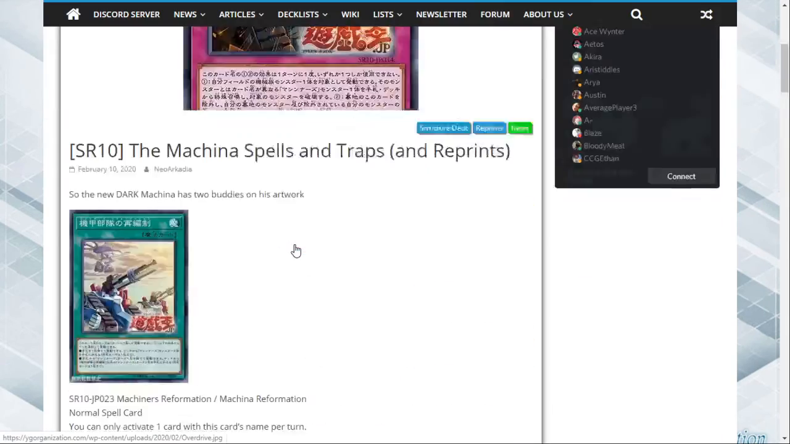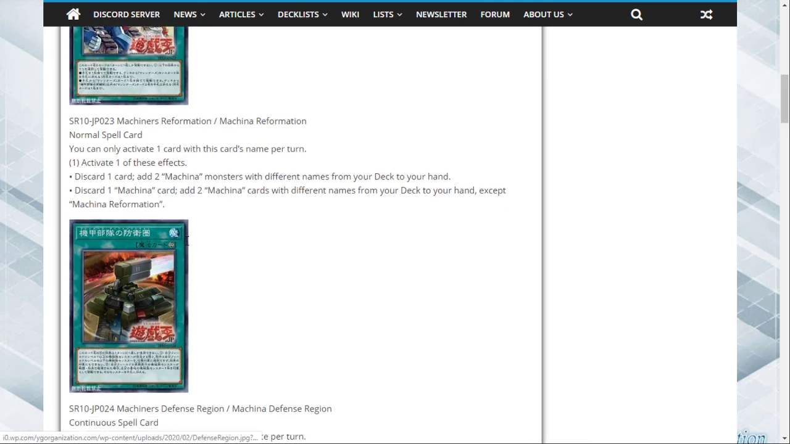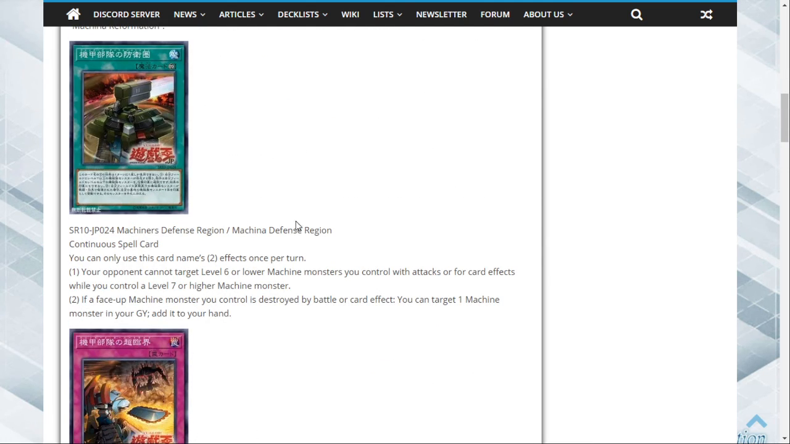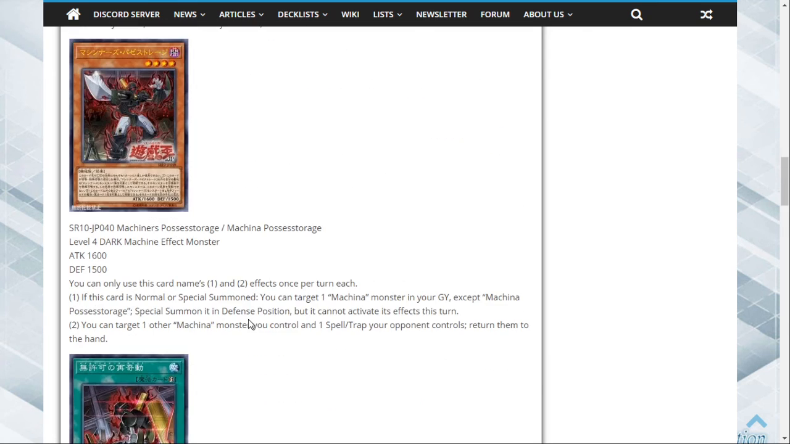So that's it for today. Machina Reformation seems like an instant staple. Machina Defense Regen, I don't think makes the cut. Machina Overdrive, maybe. And Machina Possessed Storage is pretty good.